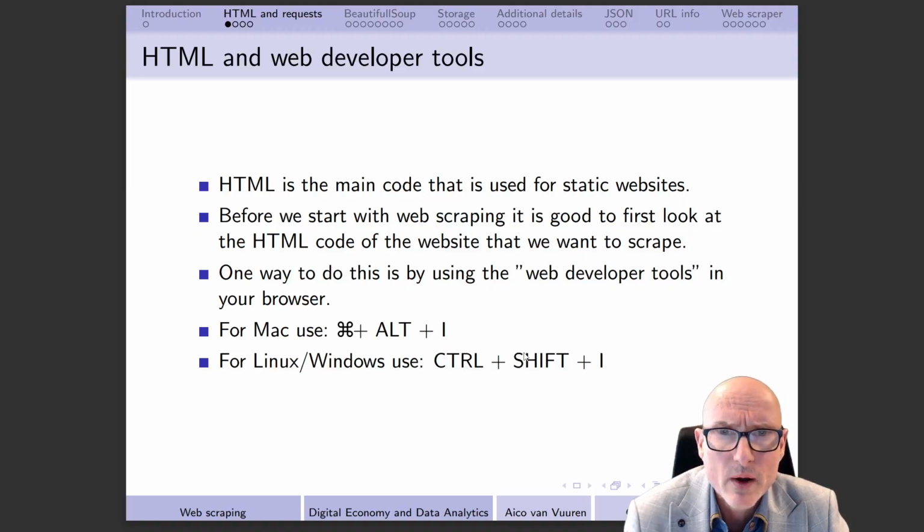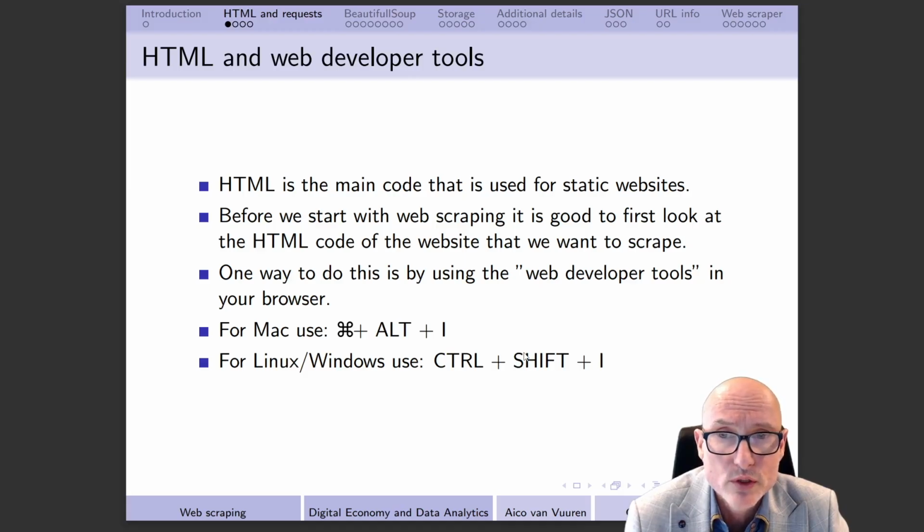Before we actually do any web scraping, it's good to investigate our HTML code a little bit. The question, of course, arises how we're able to do that. One thing that we could do is look at the so-called web developer tools in your browser. Every browser, whether it's Google Chrome or Firefox, or maybe you're using an Apple and Safari, has the so-called web developer tools. You can find them from the menu of your browser.